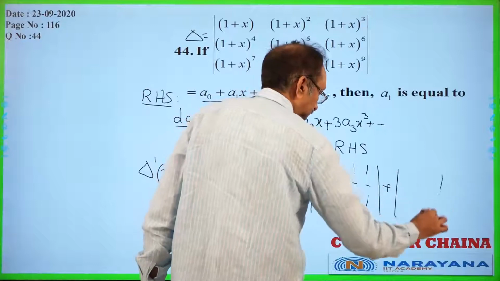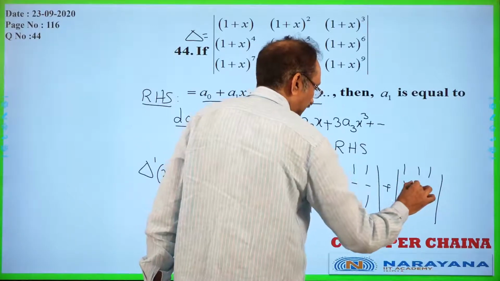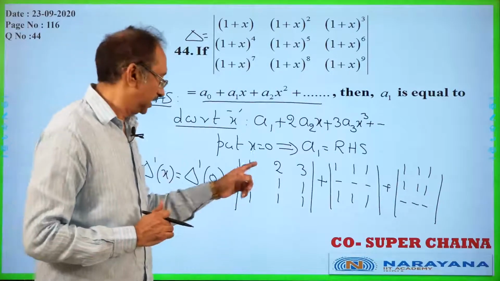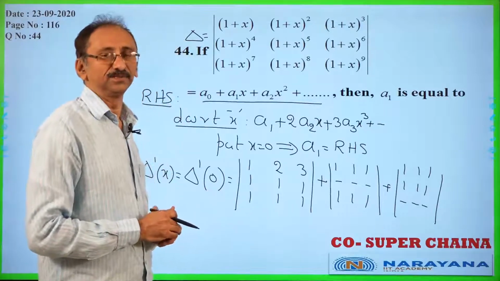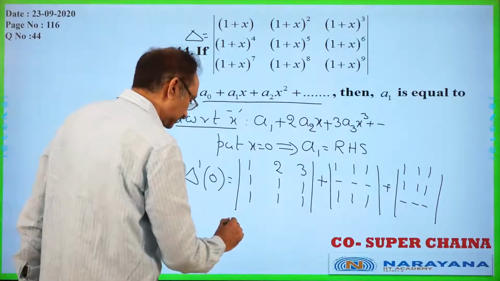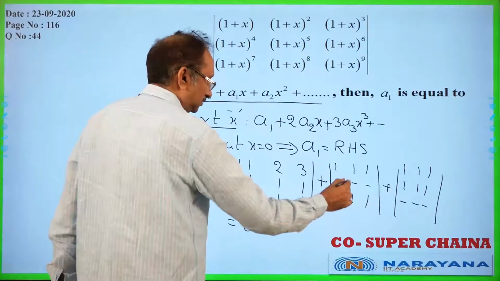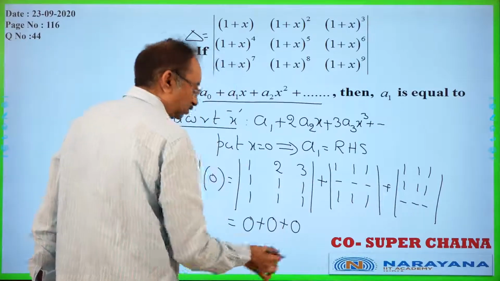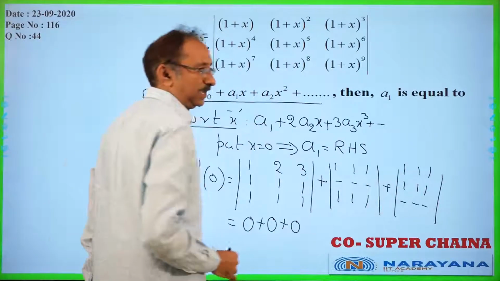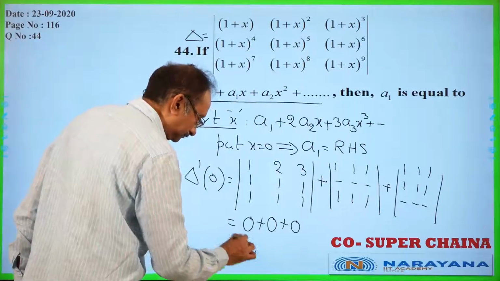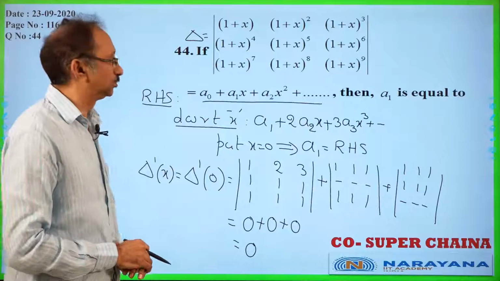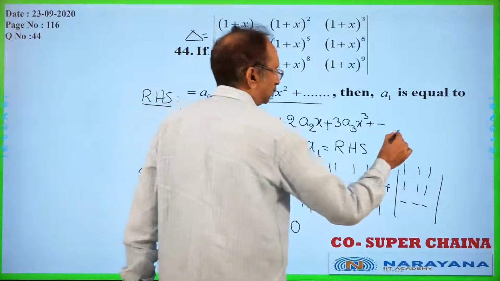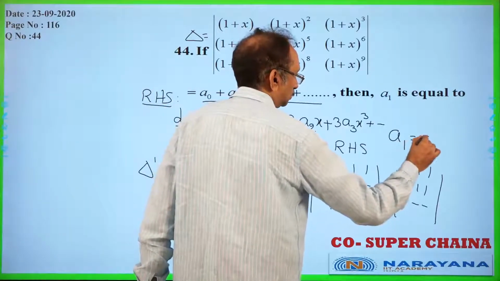Similarly, you will get the first two rows as ones, and don't bother about the third row because you know the property of determinant. If two rows are identical, the determinant is 0, and therefore this is 0 plus, two rows are identical, this is 0, plus that is 0. So whatever may be the second row, third row here, the answer is always 0. So delta dash 0 is equal to 0. Therefore left hand side is 0 and right hand side is a1. So what is the value of a1? a1 is equal to 0.